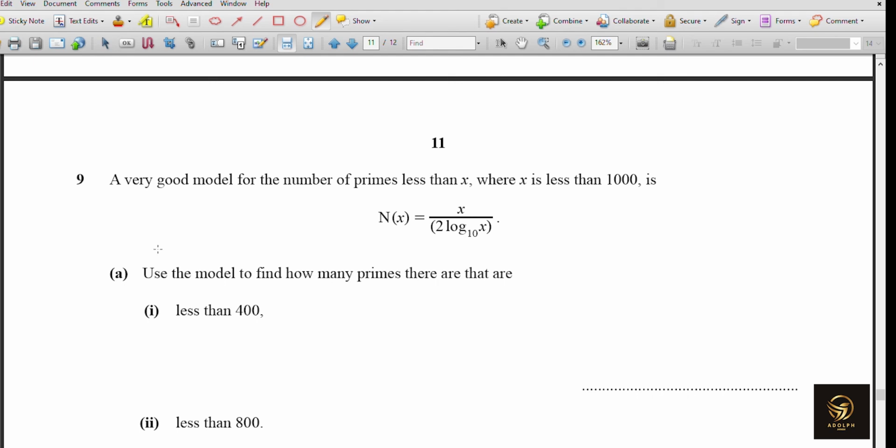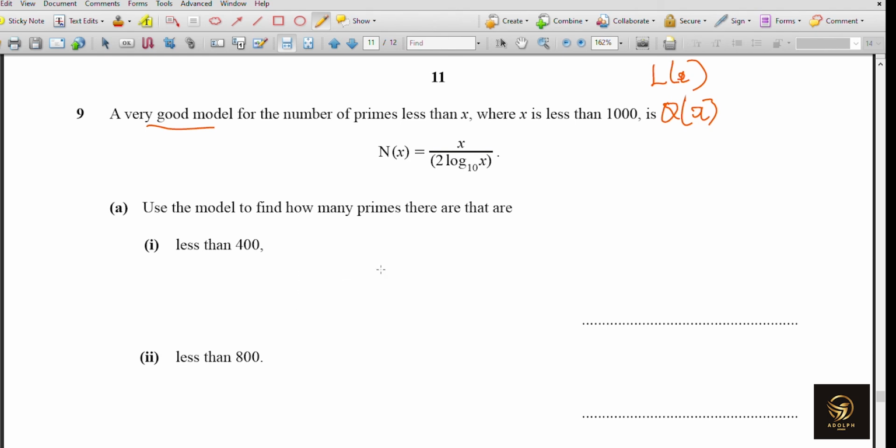So let's go to the next one. A very good model for the number of primes less than x, where x is less than 1000, is n of x equals x divided by 2 log x base 10. Log base 10 is pre-installed, so we do not need to write the base as 10, because normally that's what we will be using. They are saying that it's a very good model. Previously we have seen the L of x linear model and the quadratic q of x. Now they gave another one, n of x.